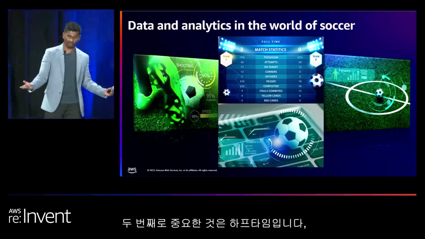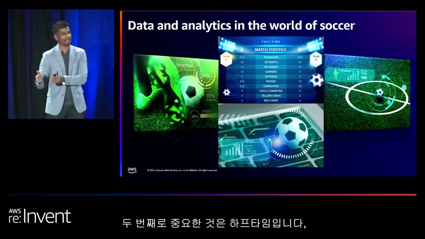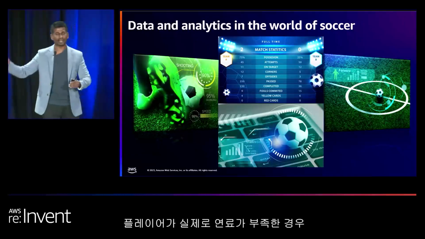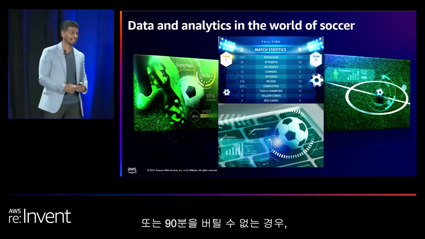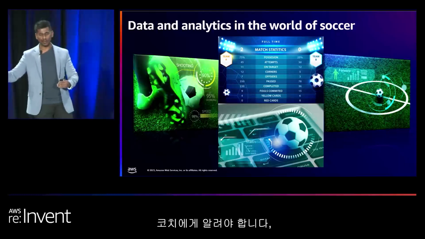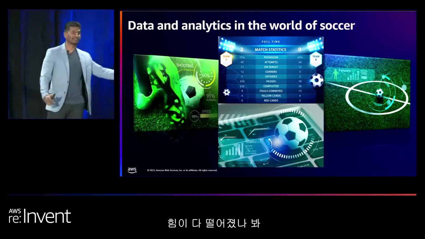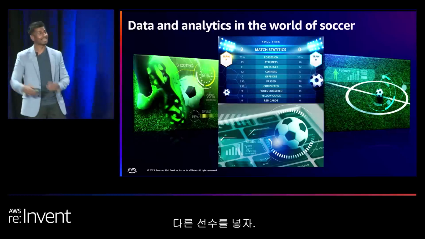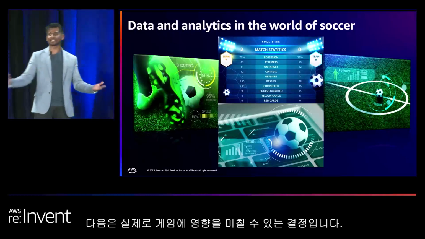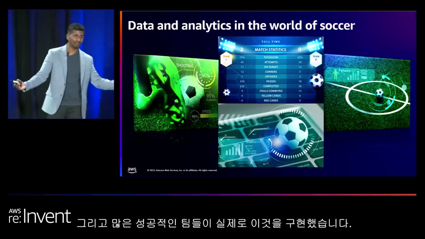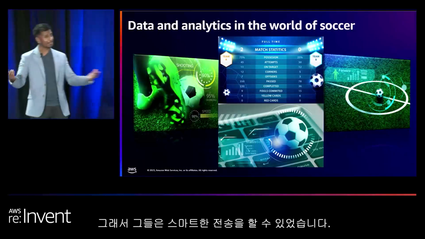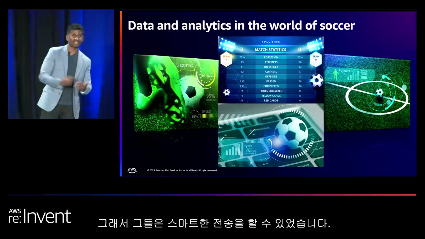The second most important aspect is, during halftime, if a player is running out of fuel or cannot last the 90 minutes, the coach needs to know that, hey, maybe he's running out of steam, let's put on another player. These are decisions that can actually influence the game. And a lot of successful teams have implemented this, which is why they've been able to make smart transfers and stay ahead of the game.